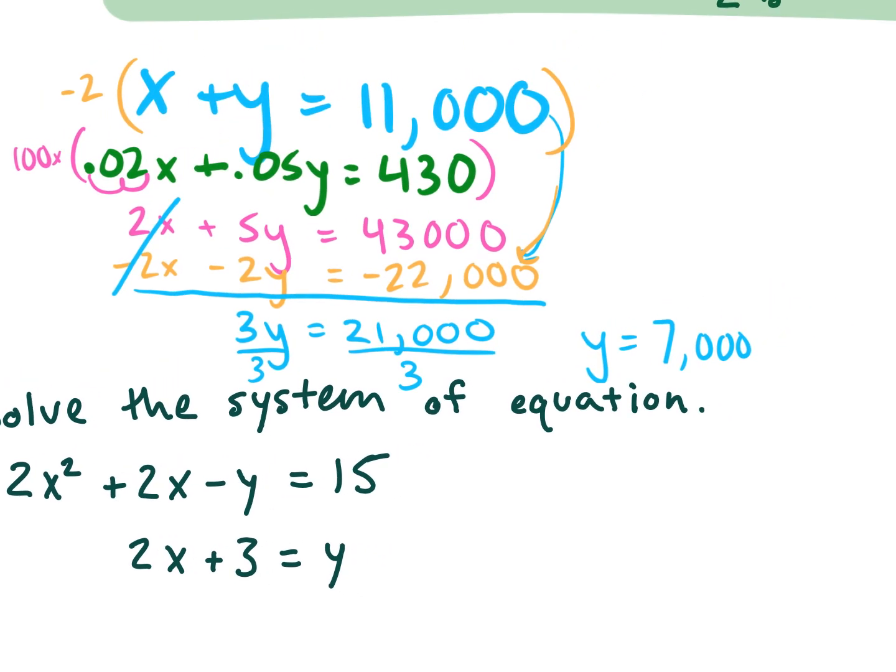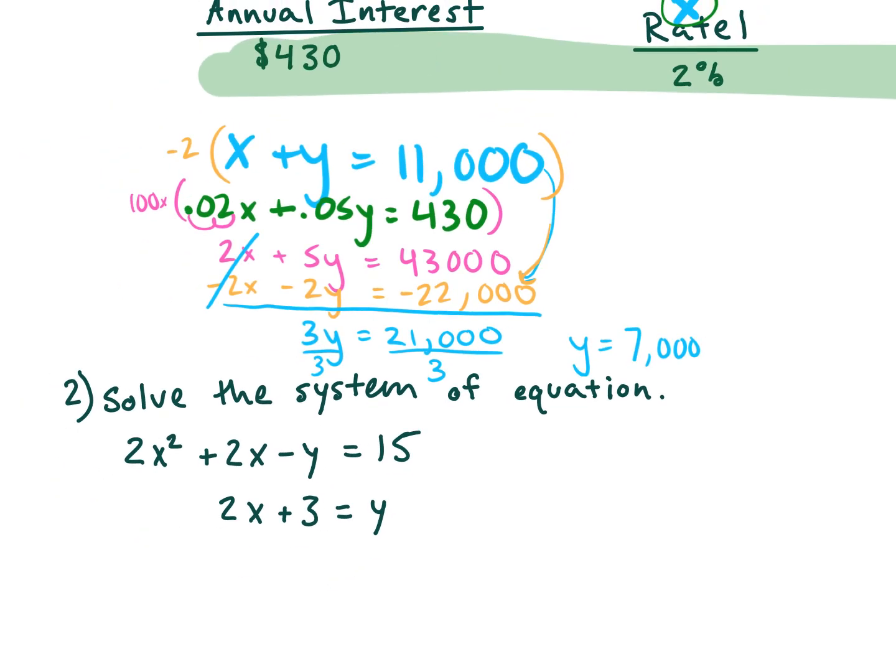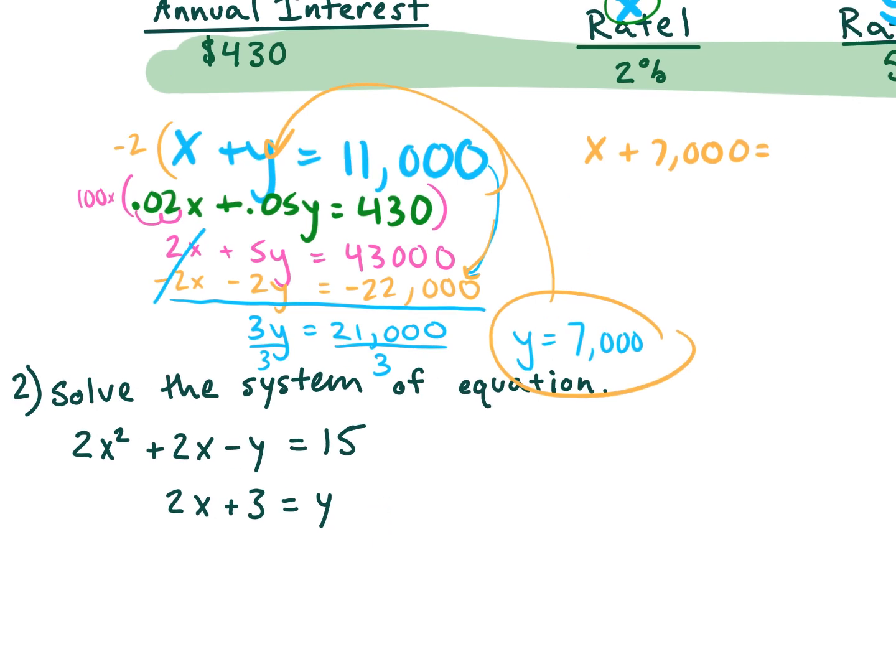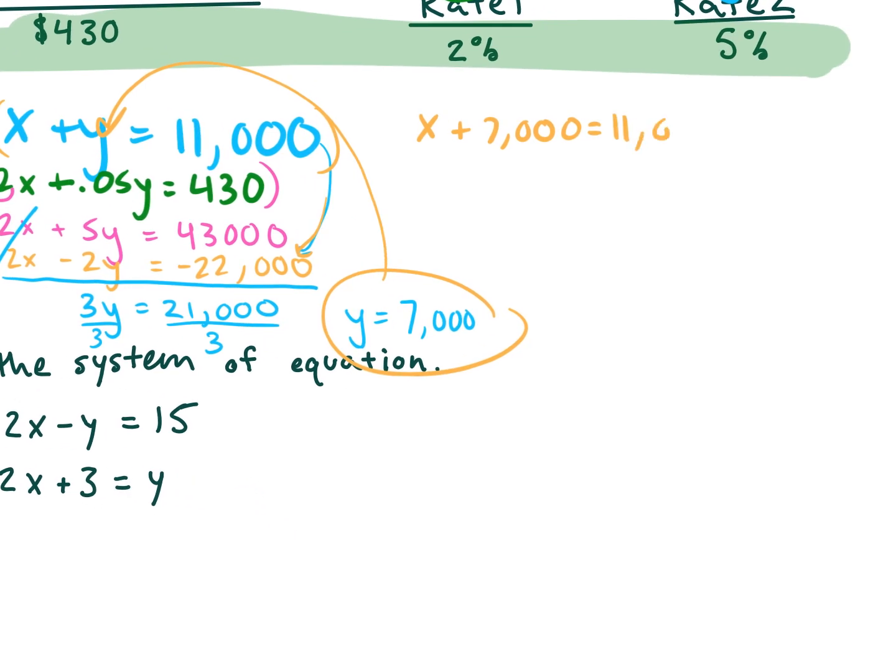So next thing we want to do is find the x. How would we find the x? Let's plug it into the first one. It'll be a lot easier than plugging it into the second. So we're going to plug 7,000 into y. You can just do the math in your head here, but if you want to write it down, definitely do that. So we have x plus 7,000 equal to 11,000. Subtract 7,000. So what does x equal? 4,000.